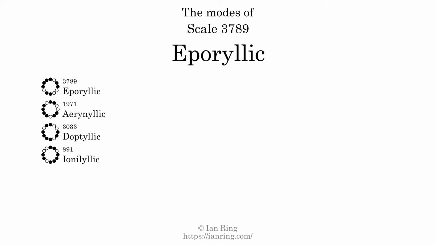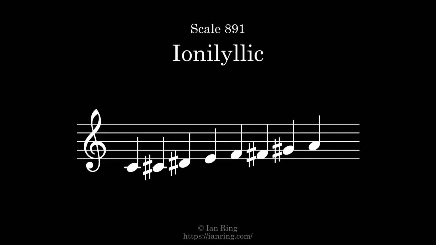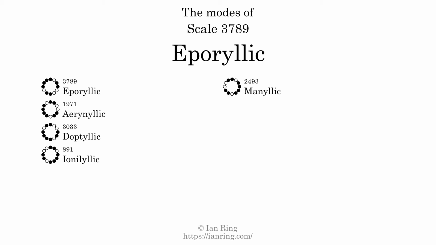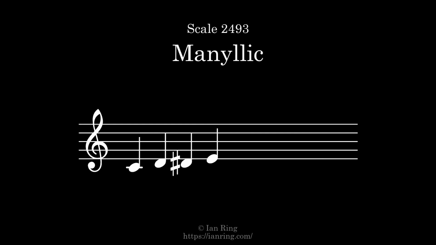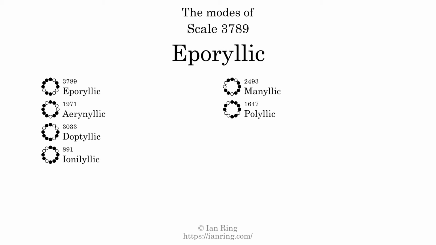The fourth mode is scale 891, also known as Eporyllic. It sounds like this. The fifth mode is scale 2493, also known as Eporyllic. It sounds like this. The sixth mode is scale 1647, also known as Eporyllic. It sounds like this.